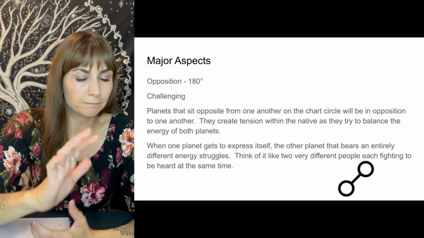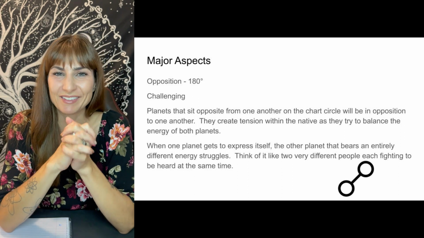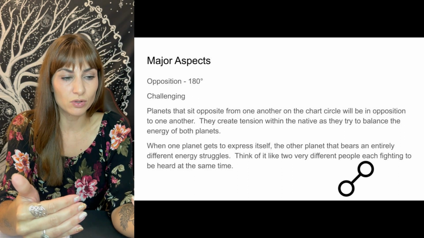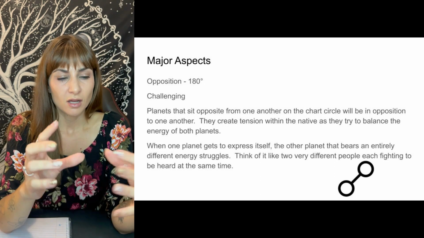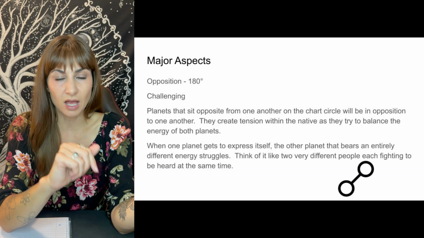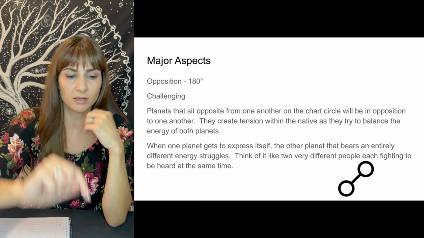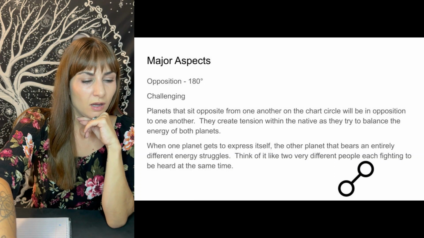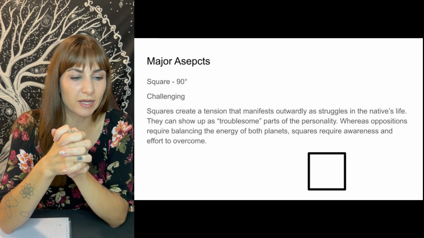Okay, so yeah, think of it like two very different people fighting to be heard at the same time. And I do have the symbol that you'll see on the aspect table, the aspect grid, under each one of these slides. So you see the one for opposition looks like a circle and a line connecting them. Okay, and then we have the square. So the square is also a challenging aspect.